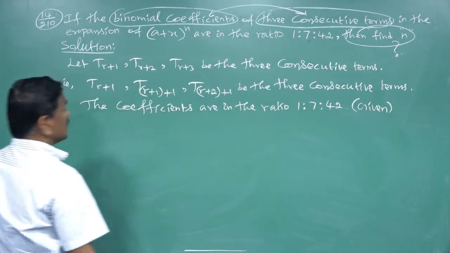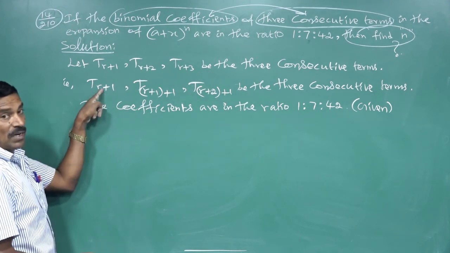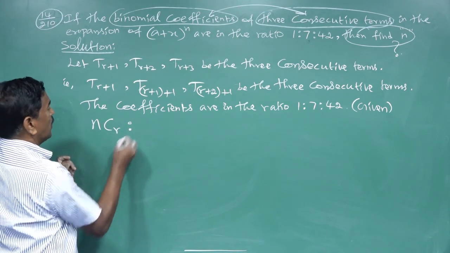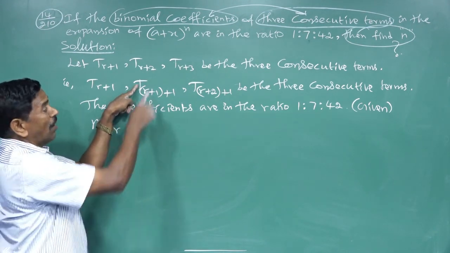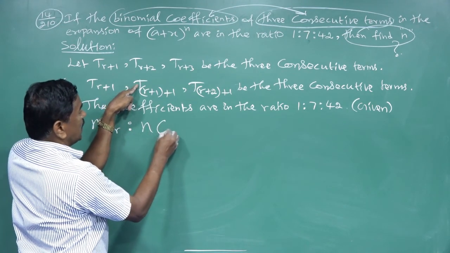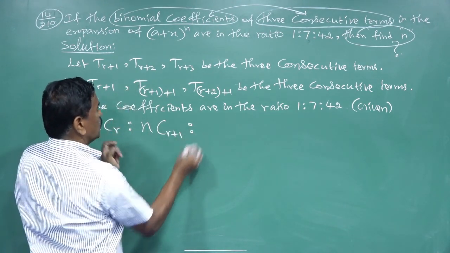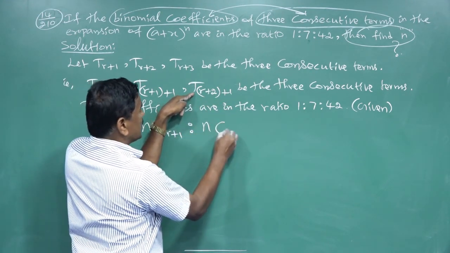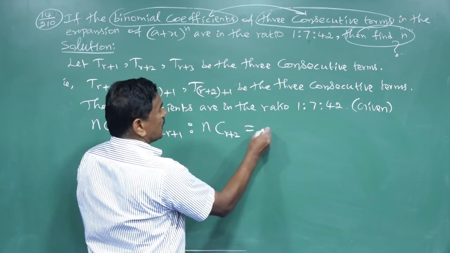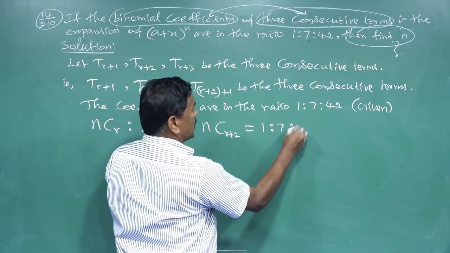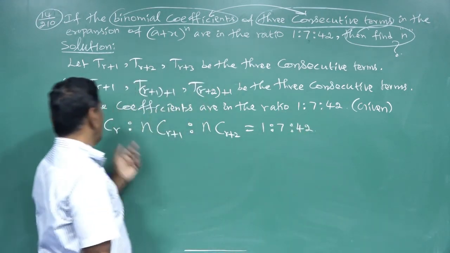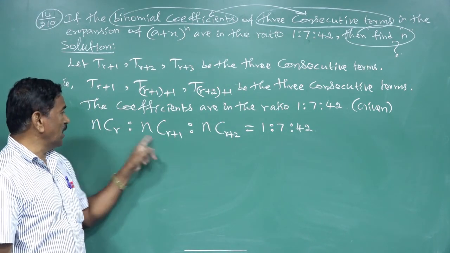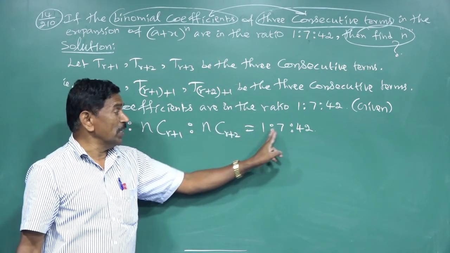Information, okay, which is given information. Now, can you tell me the coefficient of t r plus 1? Yes, nCr is 2. Next, the coefficient of t r plus 1 plus 1? Yes, nC r plus 1 is 2. Here, the coefficient of t r plus 2 plus 1 is? Yes, nC r plus 2, which is equal to 1:7:42. Okay. Listen, r plus 1, r plus 2, first number n fixed, are in the ratio 1:7:42.